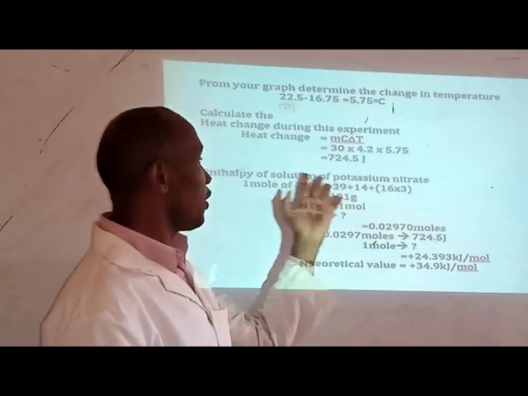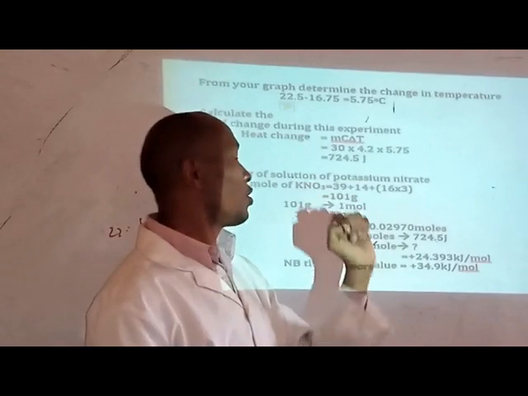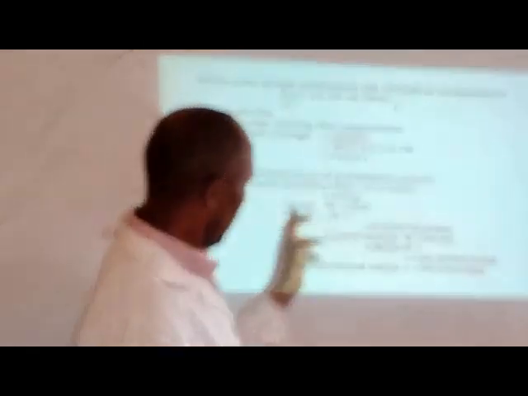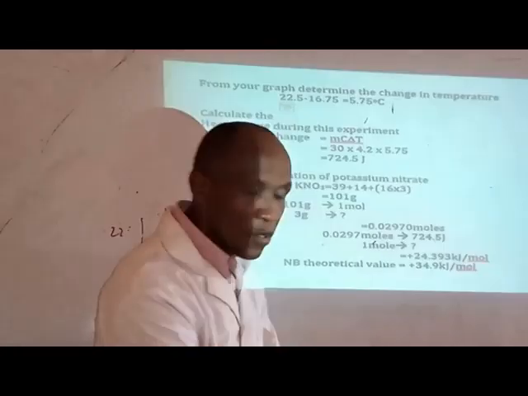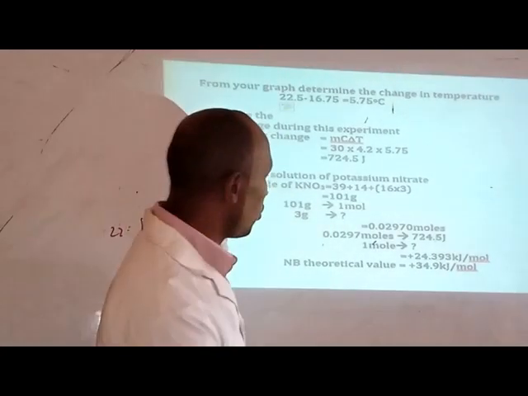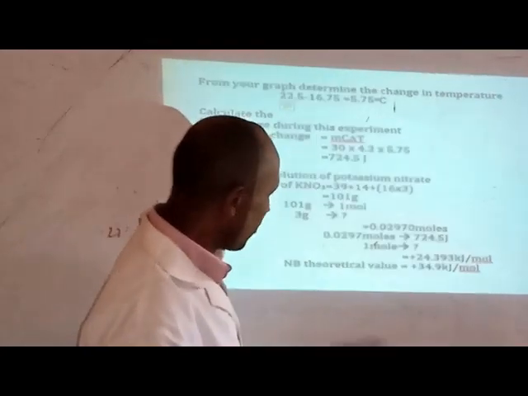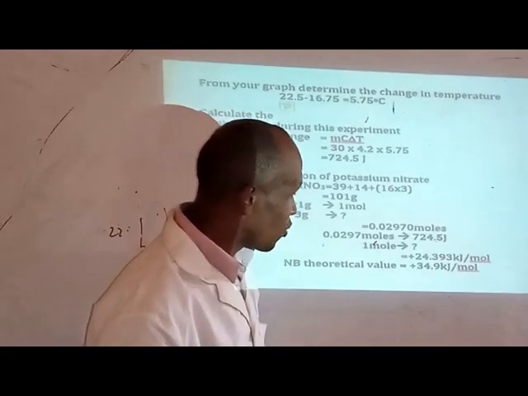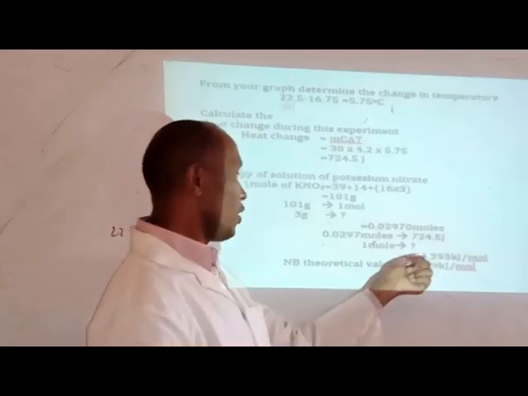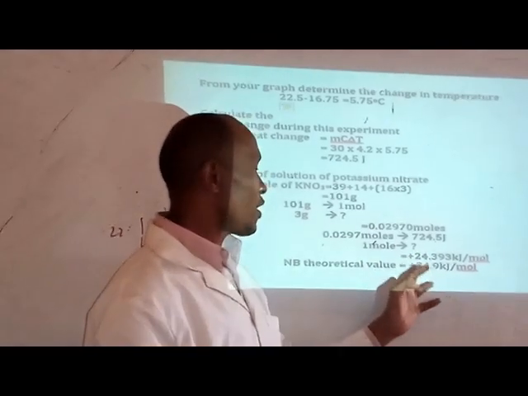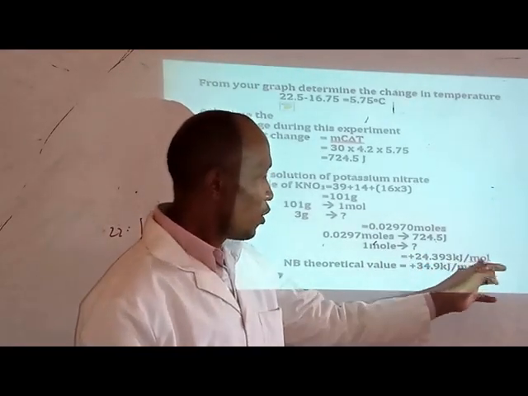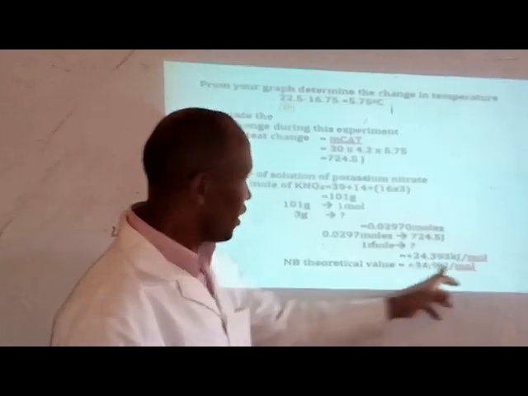Enthalpy of solution. Now this is for how many moles of potassium nitrate? It works out to 0.0297 moles. That is what gives that amount of energy. So 1 mole gives that 24. Okay, it absorbs heat, so it is endothermic. Why? The temperature of the surroundings is decreasing. So the enthalpy change is positive, in kilojoules per mole. The theoretical value is that.